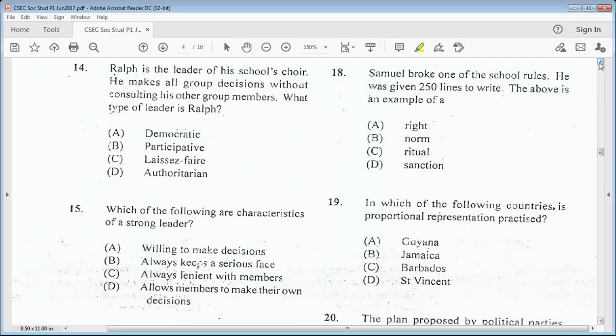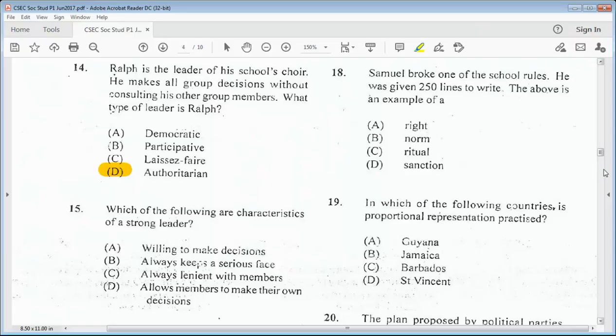We know a democratic leader involves others in the decision making. And we know participative, yes, and that is similar to democratic. C, laissez-faire, we know they do what they want to do. They function on their own. And D, an authoritarian leader is the one who makes the decision and does not consult anyone. They are the ones in charge. They are the boss, so to speak. They make the decisions and hand them down to the group members. So our answer would be D. Let's go on to number 15.